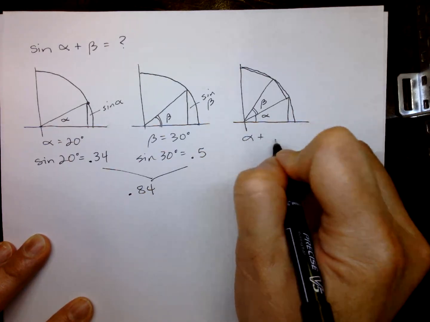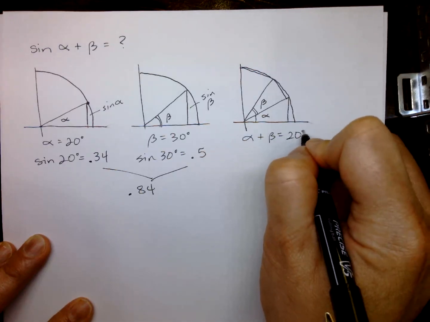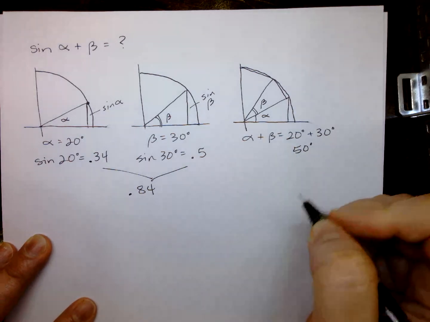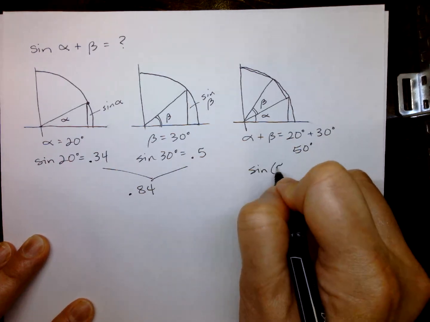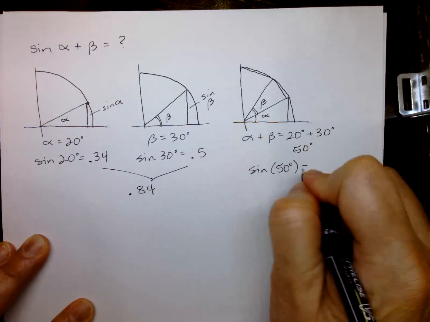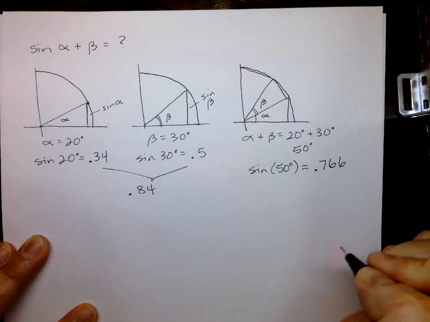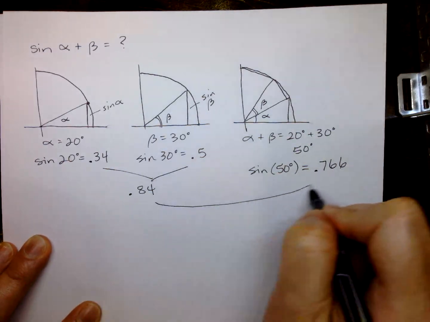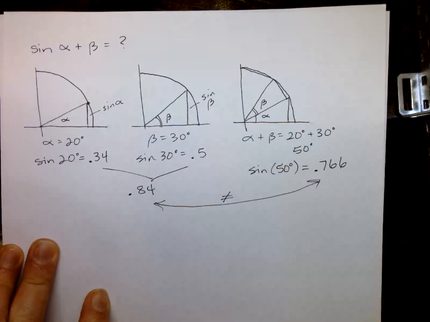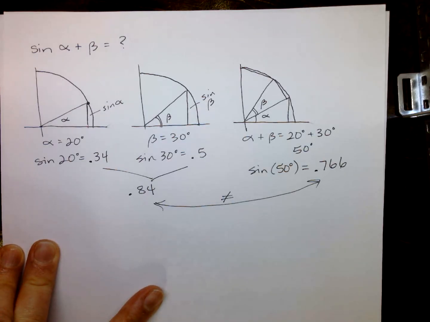Alpha plus beta would be the same as 20 degrees plus 30 degrees. That's 50 degrees. So let's see, the sine of 50 degrees. Type that in my calculator. Ooh, I get 0.766, which is not equal to 0.84. So that tells me that I can't just find the sine of each individual angle and then add it together to get the sine of alpha plus beta. There's got to be more to it. And there is. And it's not a secret.